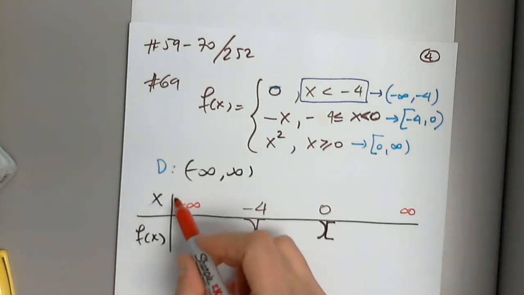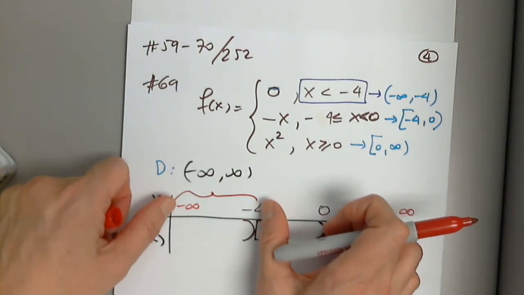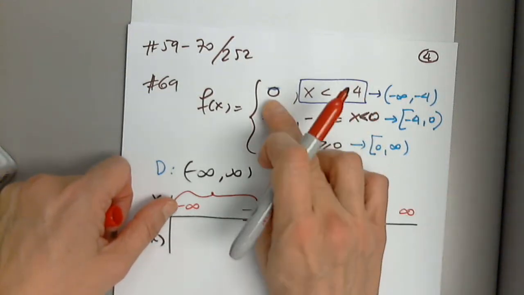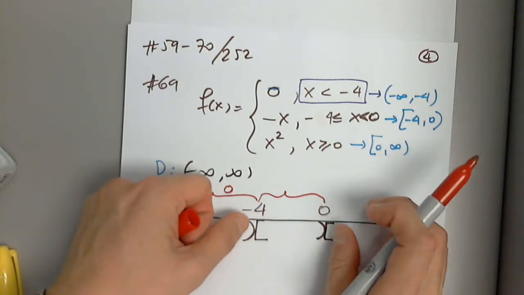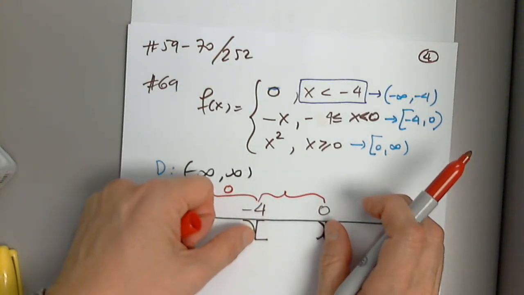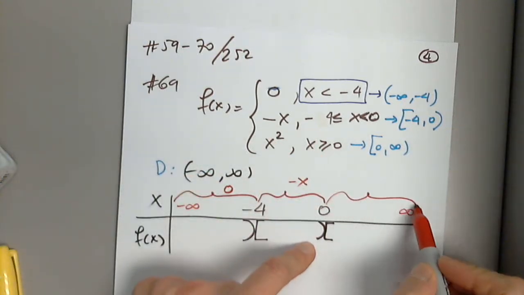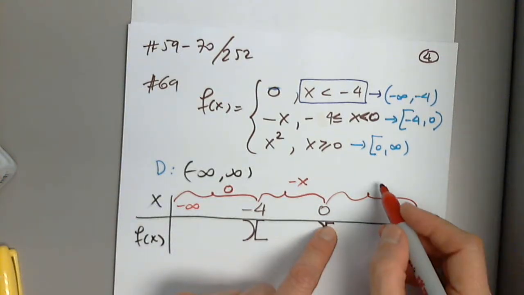Okay, now I'm going to ask you, what function do I use for x values between -infinity and -4? Exactly, that's what the function is, 0. What function do I use for values between -4 and 0? That's it, that's what it says. And lastly, what function do I use? I know it's a silly question. X squared.